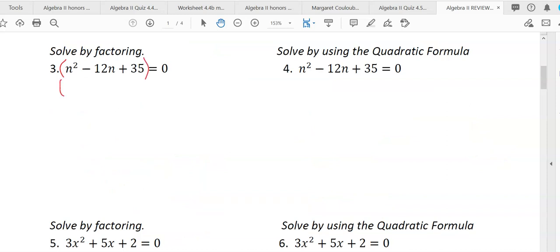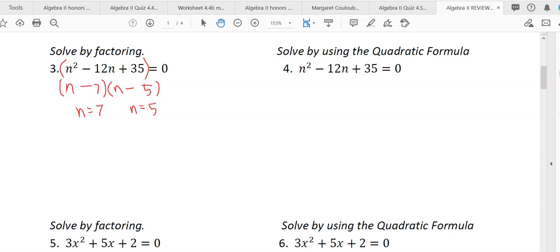So this one we're going to solve by factoring and see if we get the same answer doing it also by the quadratic formula. So (n - _)(n - _), and factor 35, I'm thinking 7 and 5, and that looks good for 12, so maybe minus and minus. I think that works, so n equals 7 and n equals 5.